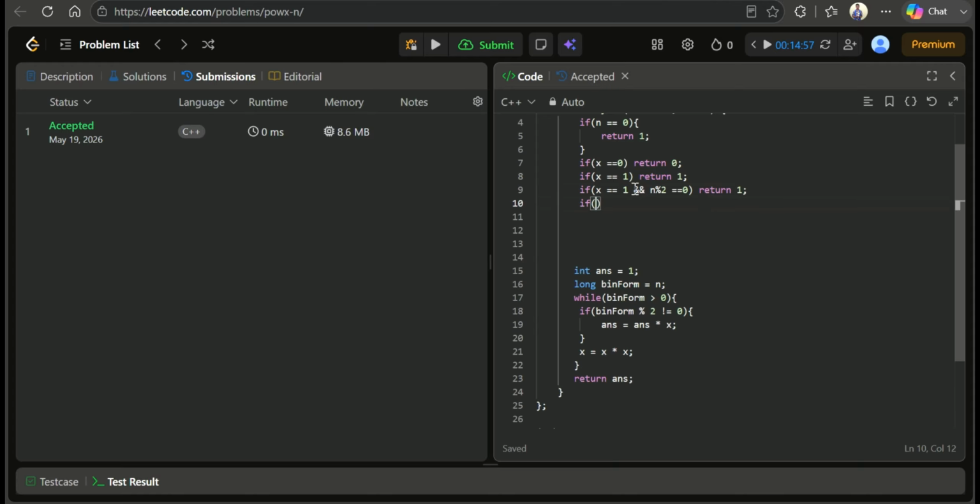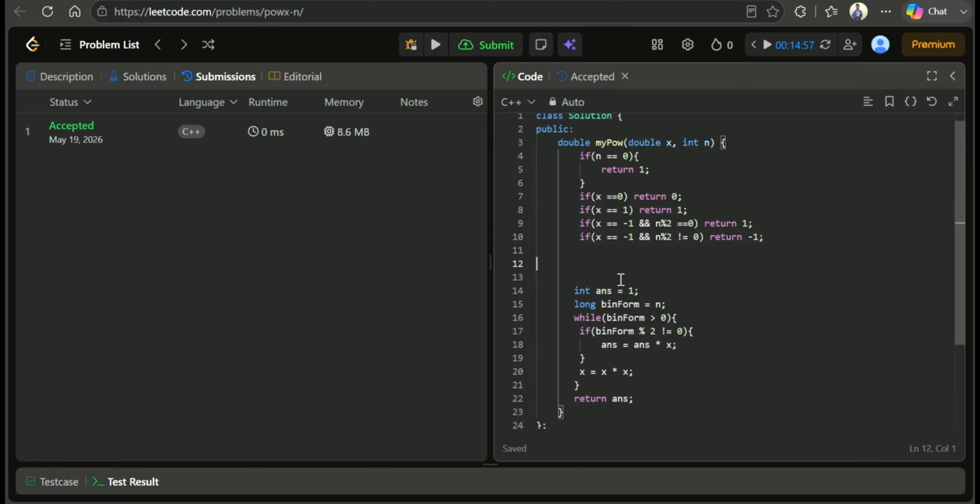But what if it's going to be negative 1 here? My bad. But what if x equals negative 1 again and n modulo 2 does not equal 0? That means it's odd. Well, in that case, we'll simply return negative 1, right? So that's the basic idea.